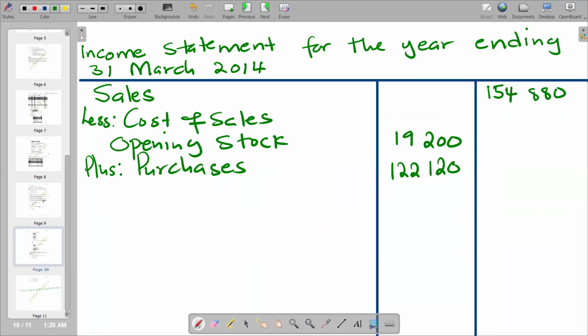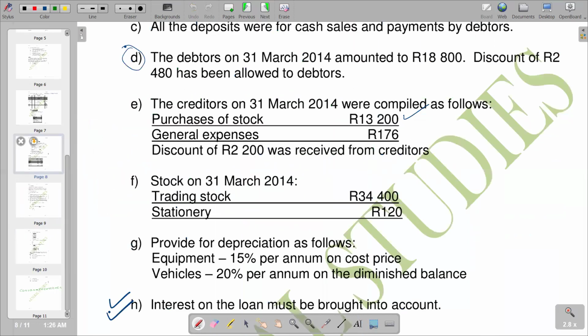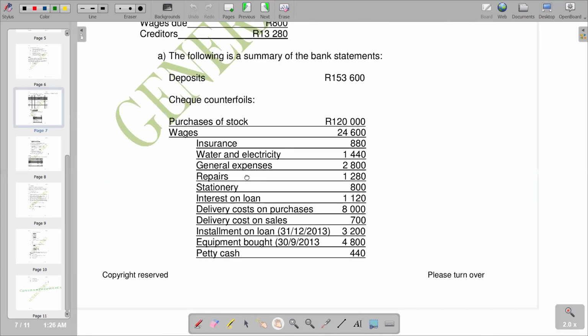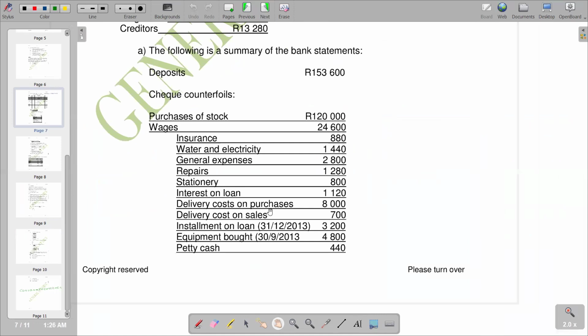And then we check if we've got carriage inwards. We check the information given. If you come to the bank transactions, you'll see that we have got delivery cost on purchases. So any transport cost on purchases is part of carriage inwards. So we have got 8,000 as our carriage inwards.